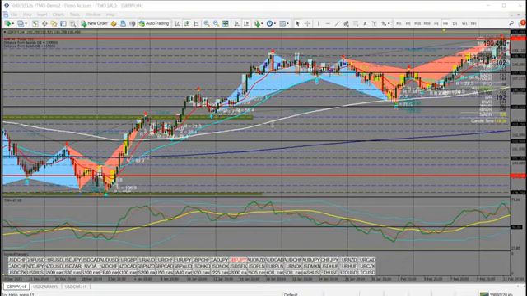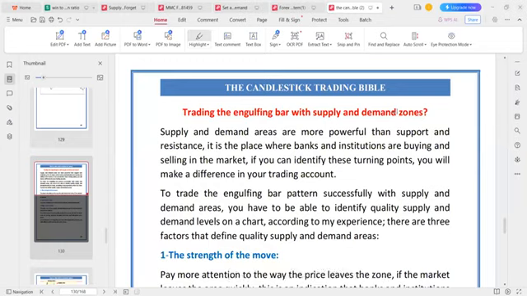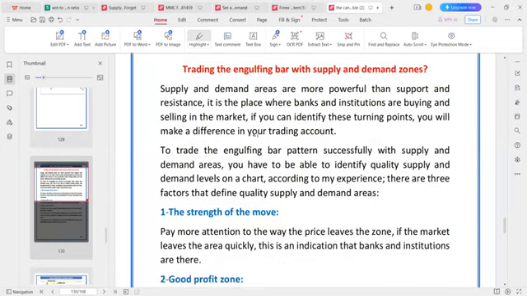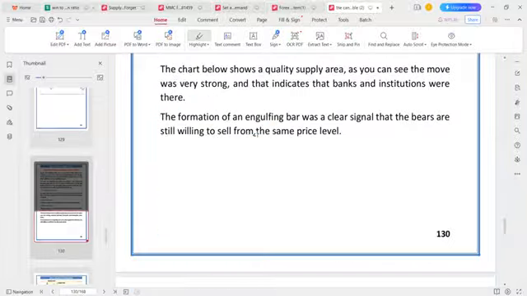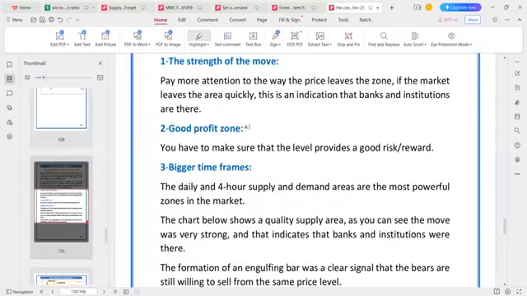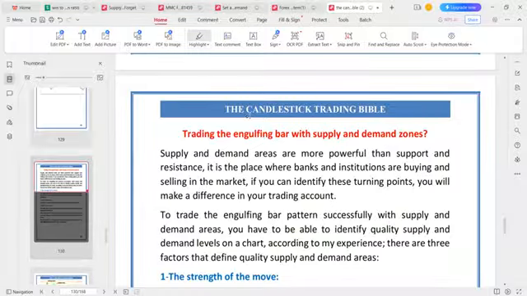Okay, trading the engulfing bar with supply and demand zones. I wish we could make this into its own topic, but let's go through it. This is one of the best topics. If you find any book with supply and demand, read it. Guys, read it. Supply and demand, that's the magic in trading.